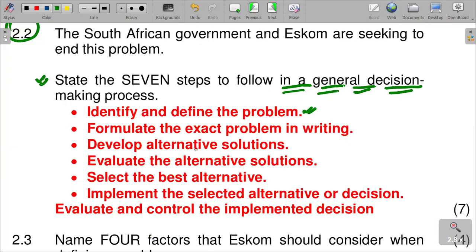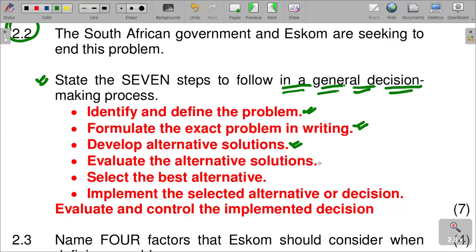And then clearly understand it. Formulate the exact problem in writing. The problem should be given in writing. Develop alternative solutions to it. You are giving suggestions or possible answers or solutions to the problem.